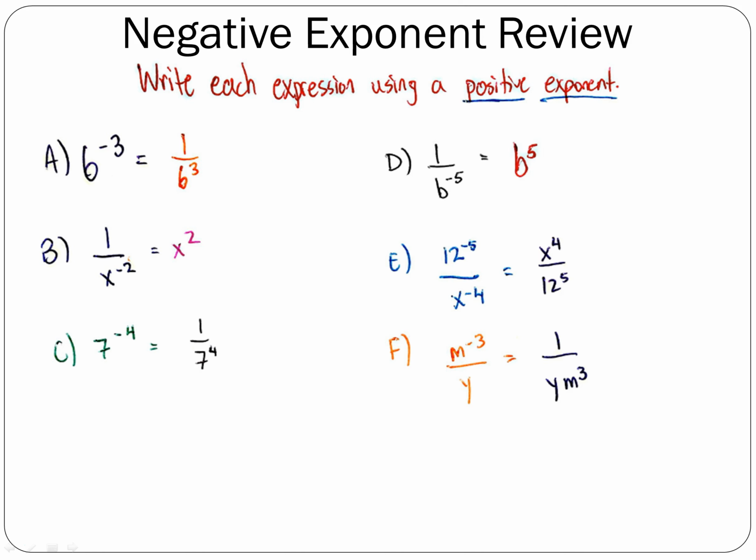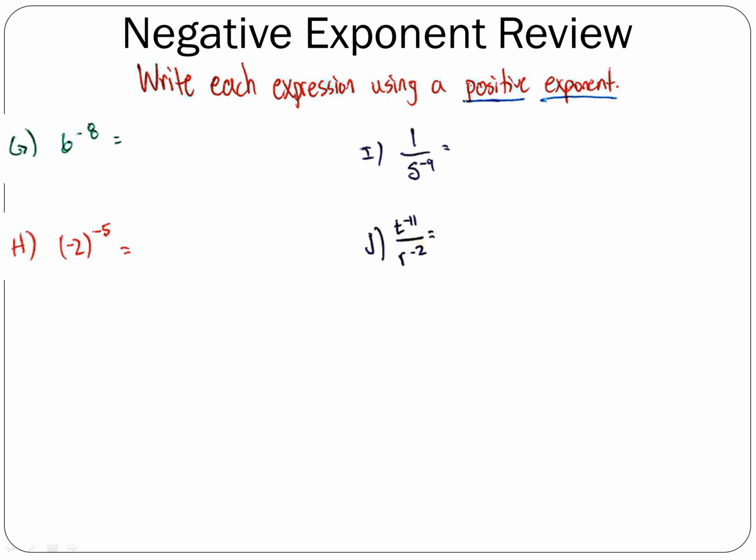Very straightforward and clear. The only one here to look at really is f. I'm moving the m to the negative third power into the denominator to make that exponent positive. The y has no exponent, so it just stays put. Awesome. Let's keep going. Pause the video again and see if you can get g through j.